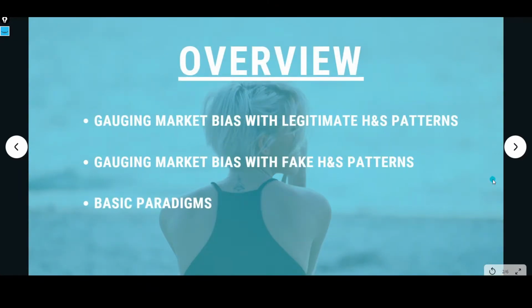Okay, here's a lesson overview. First, I'll be explaining how to gauge the market bias with legitimate H&S patterns, and then I'll go on to gauging the market bias with fake H&S patterns. In these sections, I'll be explaining how to gauge the market bias depending on the H&S's situation. And then finally, I'll be explaining the basic paradigms that you have to understand in order to gauge the market bias with H&S patterns.